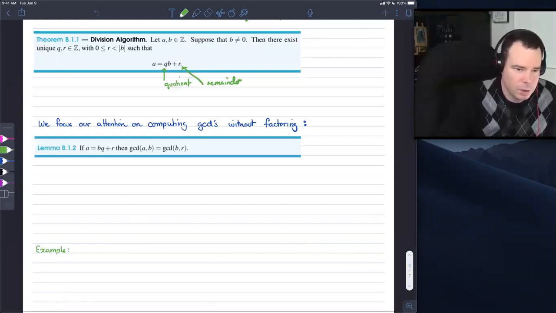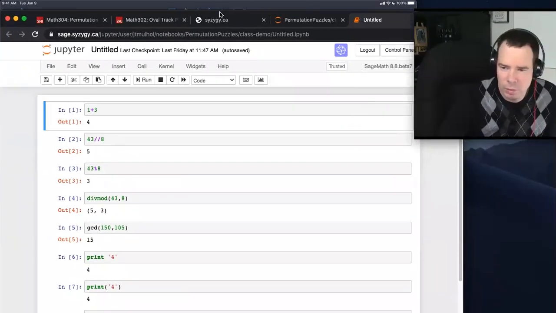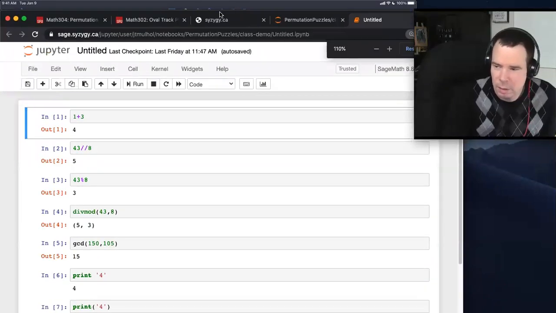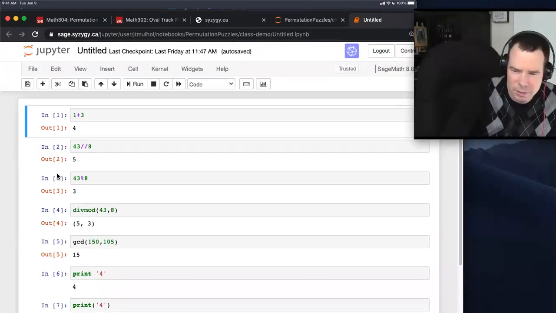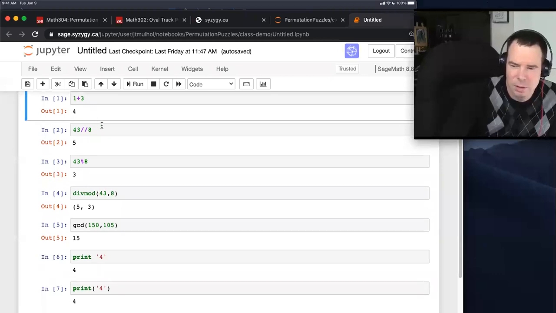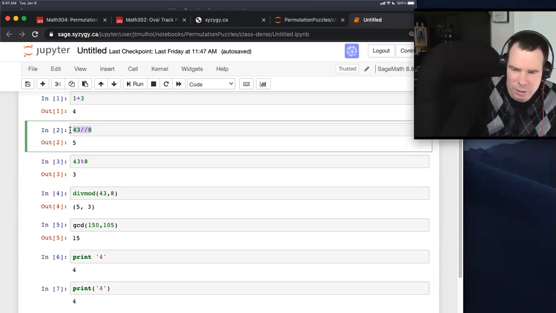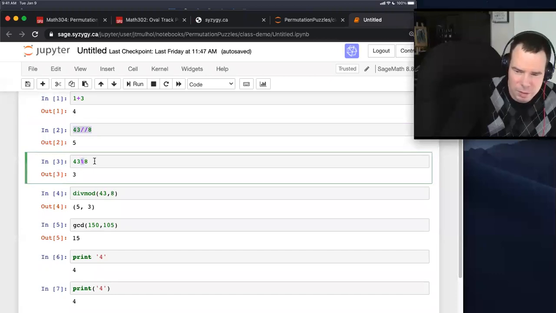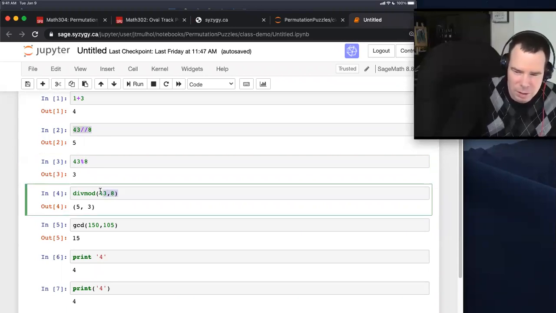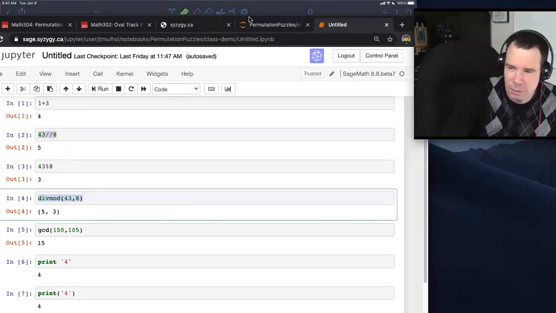What we ended up finishing off with last day was just a demo of this in Sage Math, where I said these kinds of commands were built into most programming languages. So this was if you have the number 43, how many times does 8 go into it? It goes in 5 times. And then the percent operator is the remainder operator. So 43, when divided by 8, what's the remainder? The remainder is 3. And this can be done in Sage Math, all in one statement called divmod. So that's where we ended off last day.